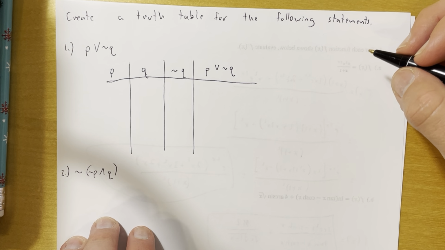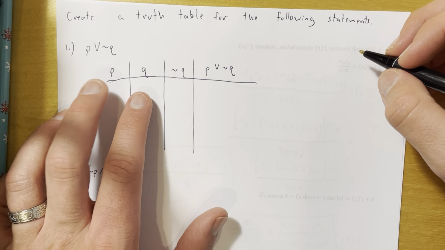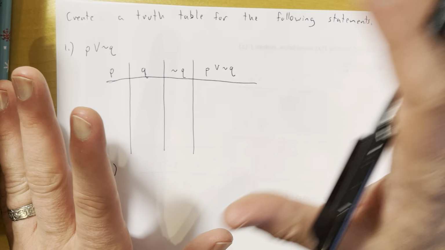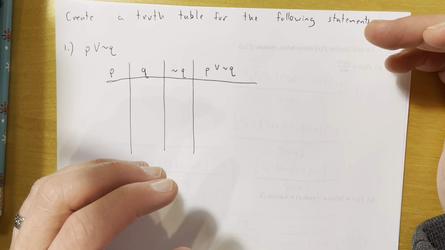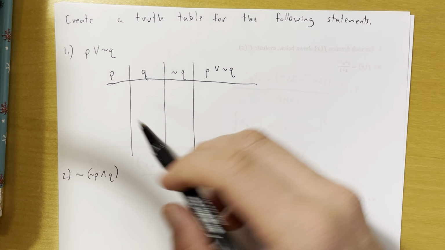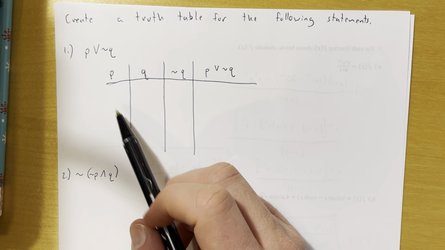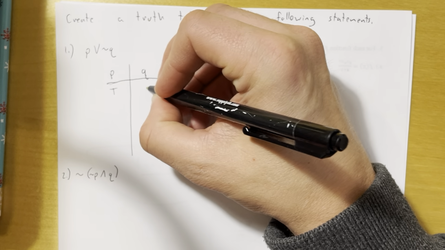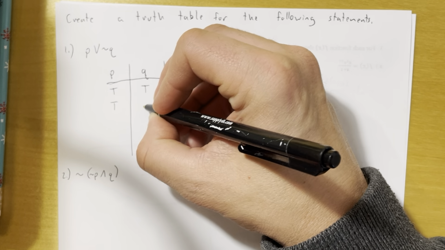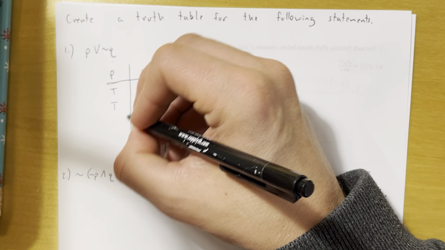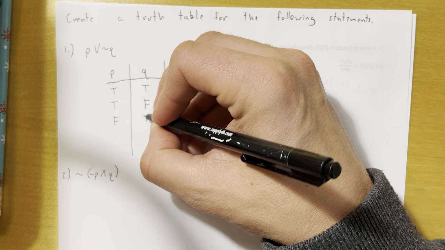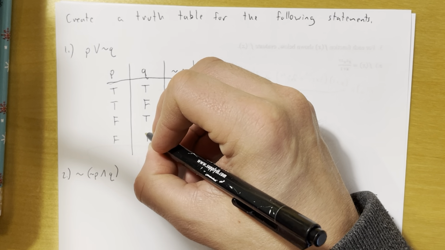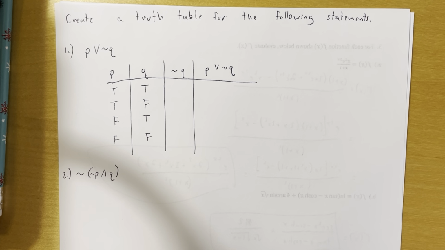Now remember, because P and Q are the only letters appearing here that represent component statements or simple statements, we start by finding all possible combinations of truth values of these. So they could both be true. P could be true and Q could be false. We could reverse that, and P could be false while Q is true, or they could both be false. Those are the only 4 possible combinations of truth values for those two statements.